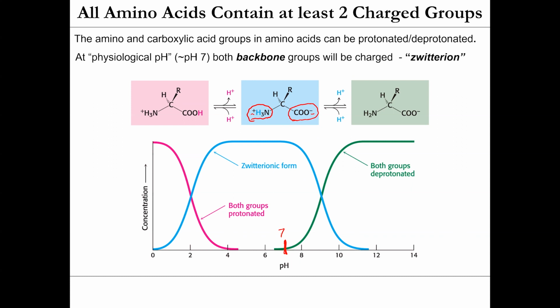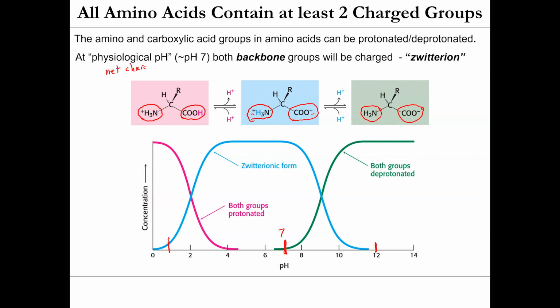So if the pH drops below, let's say about 1, then that carboxylic acid group is actually going to become protonated, and the amino group will also be protonated. And then if we go up to, let's say, pH 12, both those groups are going to be deprotonated. So that amino group is going to be deprotonated, and the carboxylic acid group is going to be deprotonated. So this will change the net charge of the amino acid.